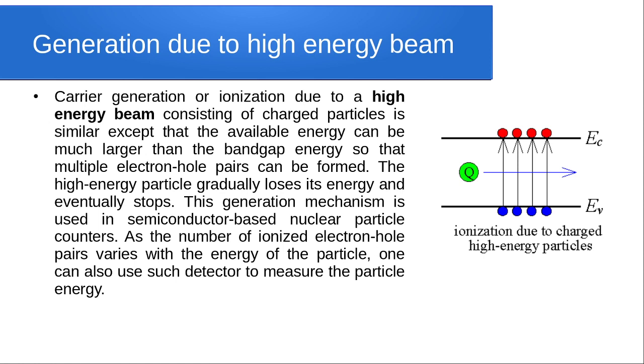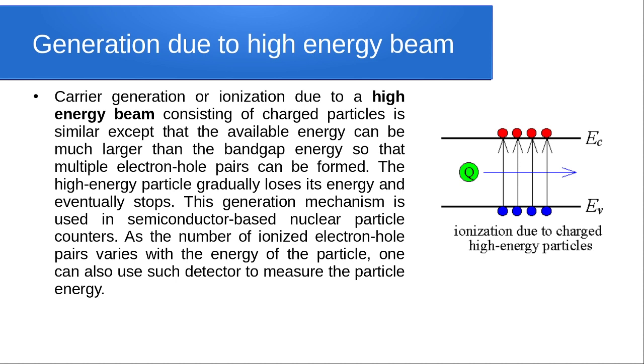So we have seen three possibilities for the generation of electrons moving from the valence band to the conduction band. One is generation due to photons of light energy. The next one is the electric field, by impact ionization. And another possibility is using a high energy beam.